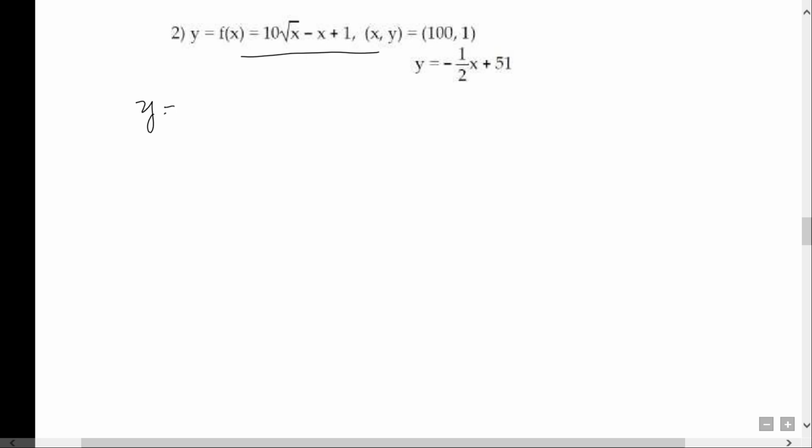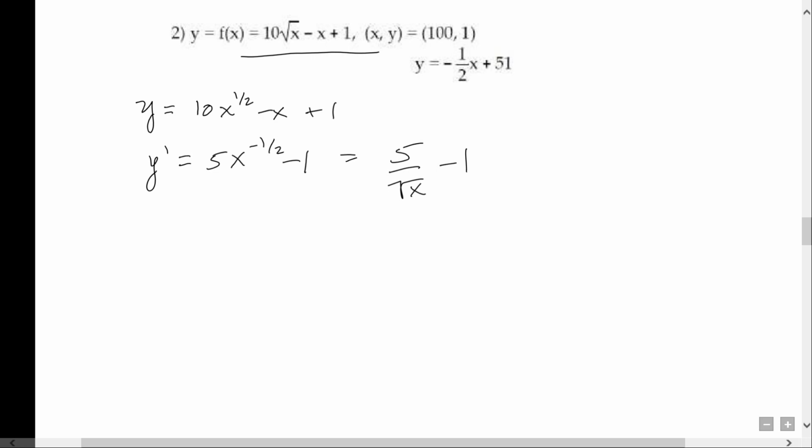Now, to do this problem, we need to write down that y is equal to 10x to the 1/2 minus x plus 1, and that y prime, the first derivative, would be 5x to the minus 1/2 minus 1 equals 5 over the square root of x minus 1.